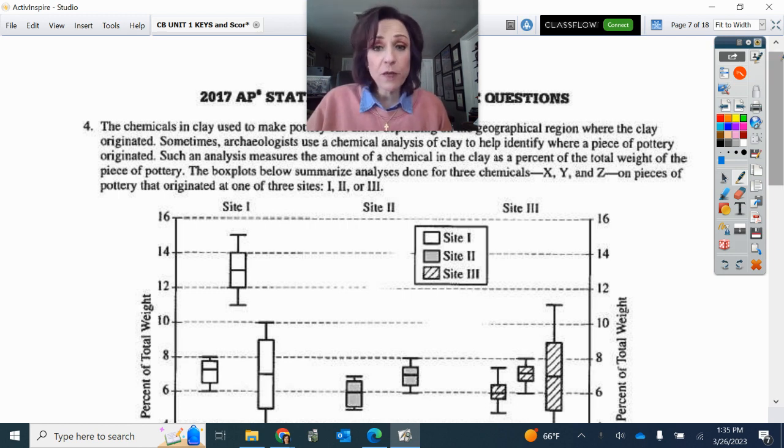Now, I will tell you from the get-go that I actually did this. I always do them without looking at the answer keys. I would have gotten 3.5 points on this, so I would have gotten a 3 at the end instead of a 4. And I'll explain to you where I went wrong with that.